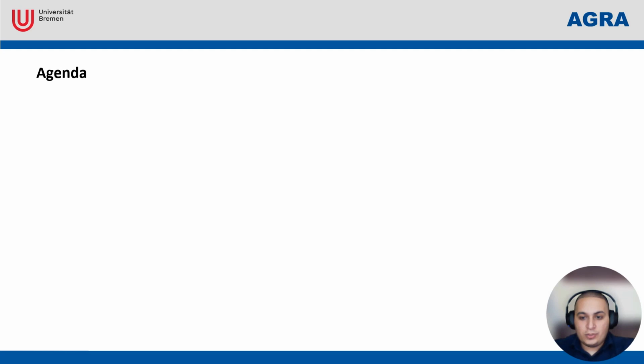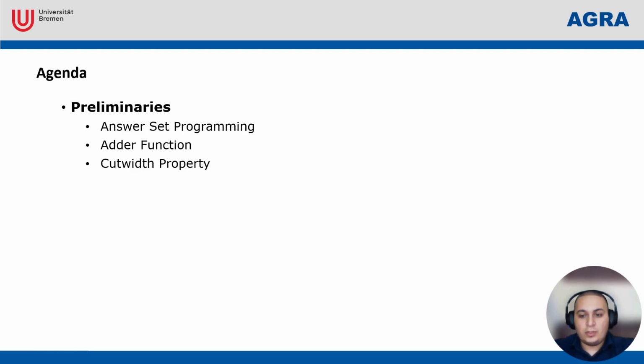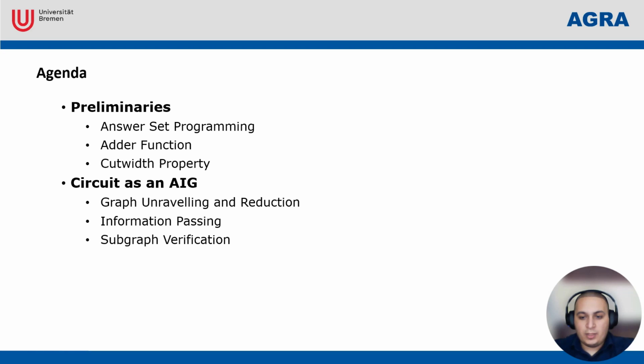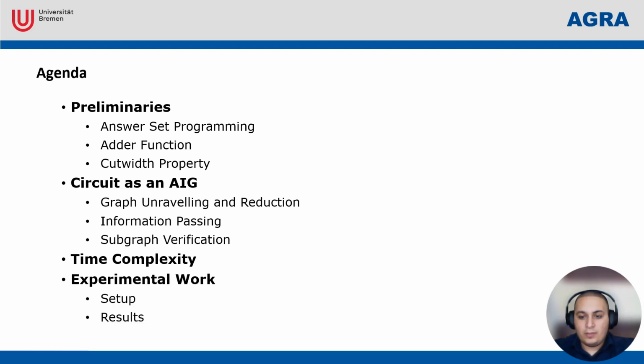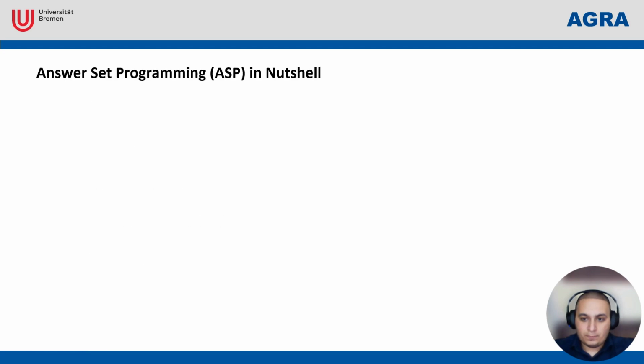So for the presentation structure, first we start by going through some background knowledge such as ASP, adder function, and cut width property. Second, we explain our approach in terms of an example where we use an AIG representation of an adder circuit. Then we analyze the time complexity of the approach, and finally we use an experimental result to confirm our theoretical one. So, ASP.